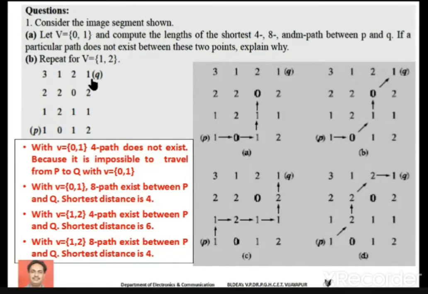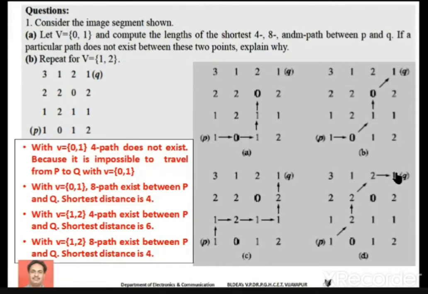Okay, next in bit B, again with V equal to 1, 2, we'll find out the 8 path. In figure D, this part is the solution for 8 path. With V equal to 1, 2, between P and Q, I have to find the shortest path. So 1 to 2 diagonal movement, 2 to 2 vertical, 2 to 2 diagonal, 2 to 1 horizontal. Okay, so somehow we must be able to reach from P to Q. Students, I'm repeating once again, don't think that there exists a unique path.